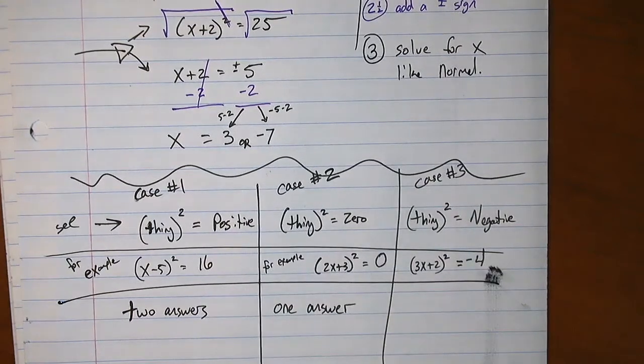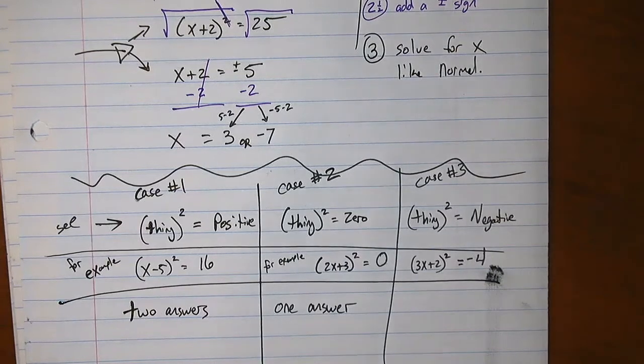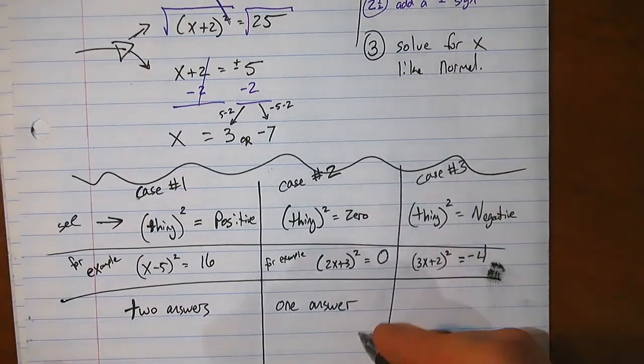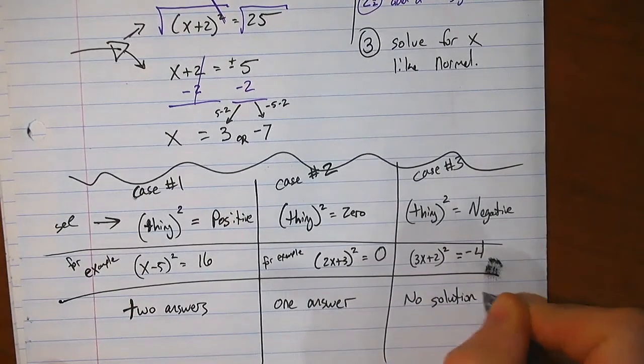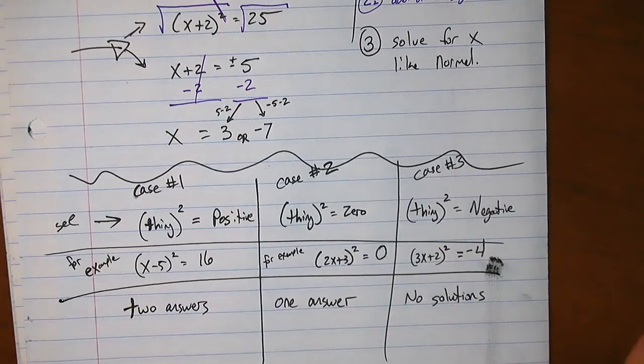Okay, well, this is the exact same issue that we ran into when we were doing square roots. There are no numbers that when you square them, they equal a negative answer. That never happens. Because if I do a positive times a positive, I get a positive. If I do a negative times a negative, I get a positive. Nothing times itself ever equals a negative. So if that happens, then there are no answers, or no solution. At least not any real solutions, okay?